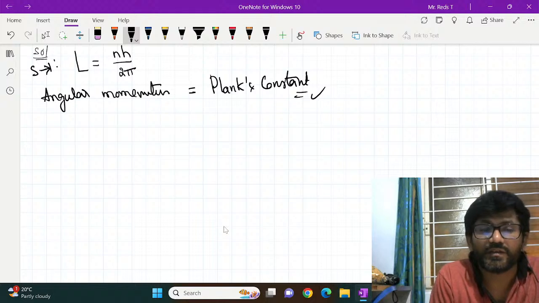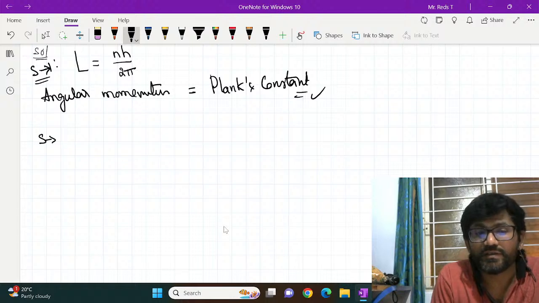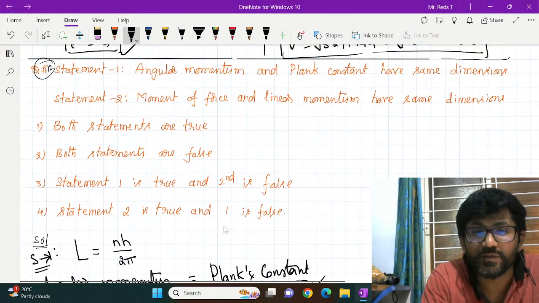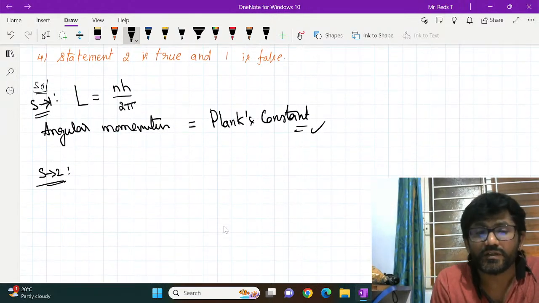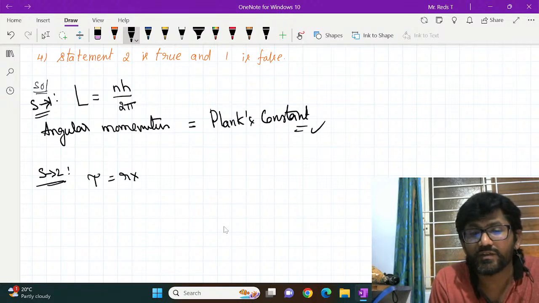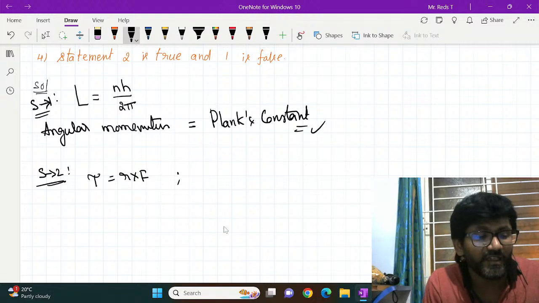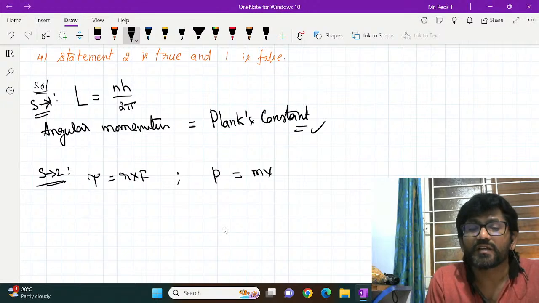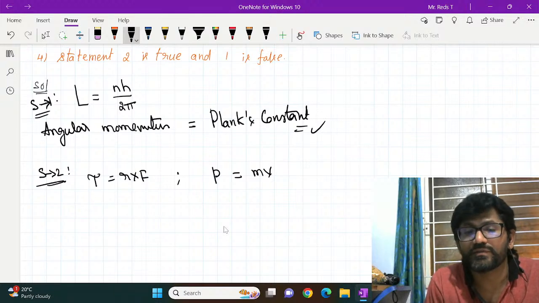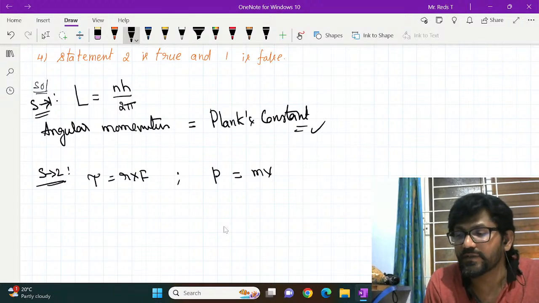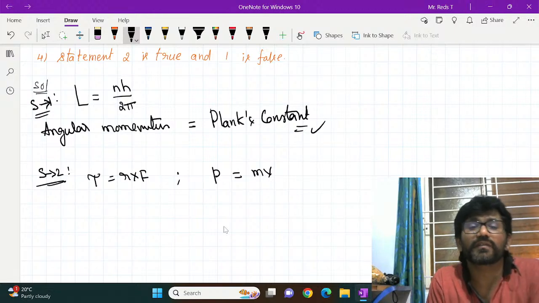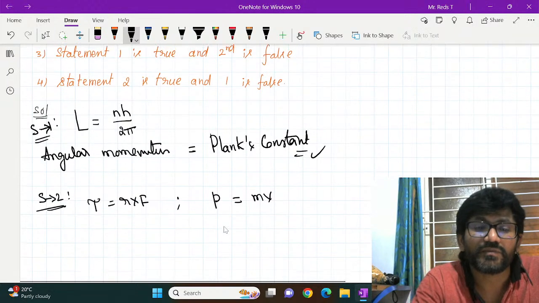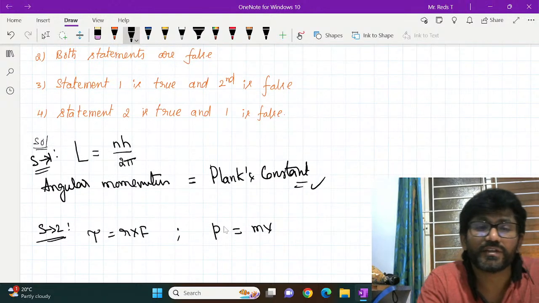Whereas statement 2 says moment of force and linear momentum. Moment of force is nothing but torque. Torque tau is equal to moment of force. And linear momentum is p is equal to mass into velocity. Angular momentum is the moment of linear momentum. So here torque is r into F, and momentum is mass into velocity. They are not the same, so they will not possess the same dimensions. So statement 1 is true and statement 2 is false.